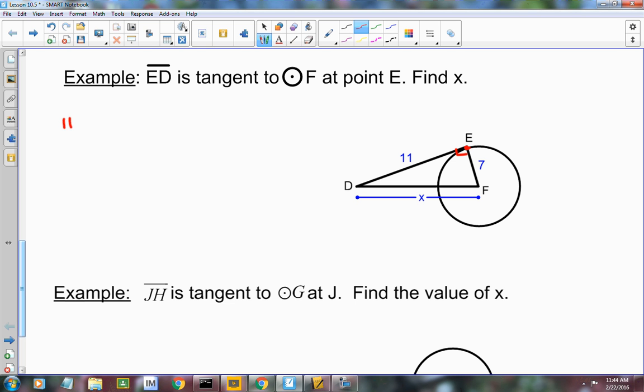So, we end up with 11 squared plus 7 squared equals x squared. 11 squared is 121. 7 squared is 49. We end up with 170 equals x squared. We take the square root, and if they ask for an exact answer, that would be our exact answer. I don't think that can be simplified. But if they wanted your answer rounded to the nearest tenth, then you would plug that in, 13.0.